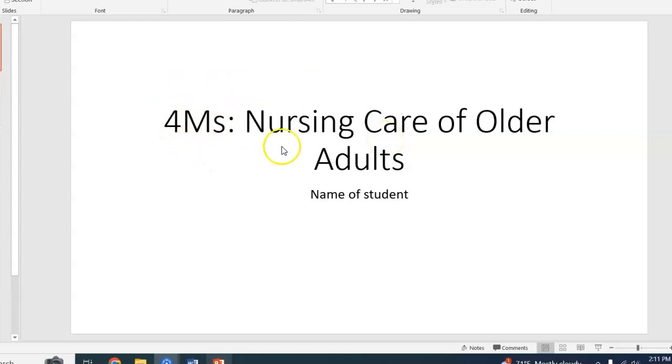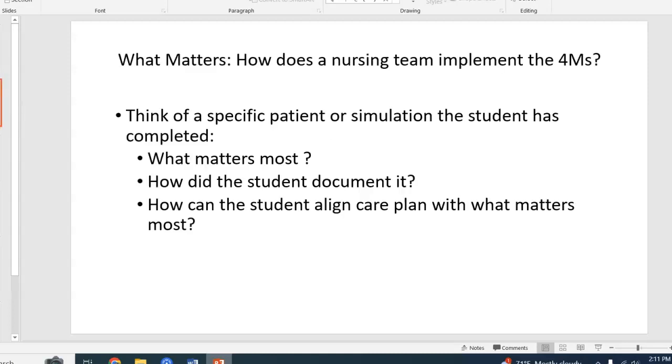Again, the 4 M's, nursing care for older adults. You want to make sure you remove name of student and put your name. Then we will go through each slide here. Again, this is going to be attached to the discussion forum at the bottom. I will show you where everything is attached once we get through all these documents. So let's go to the next slide.